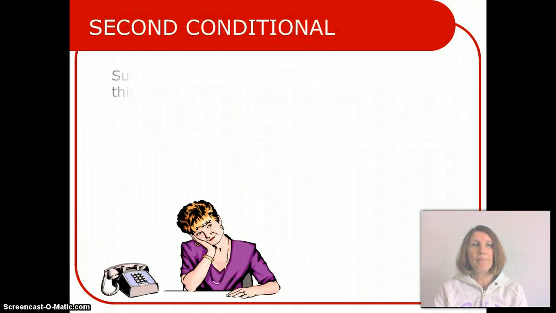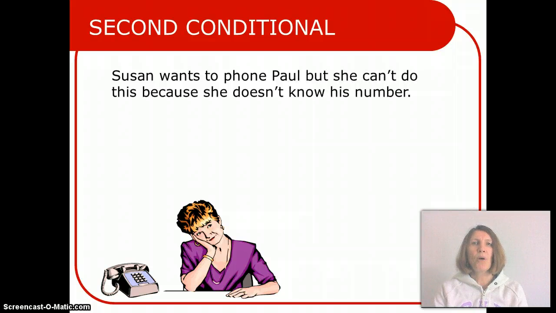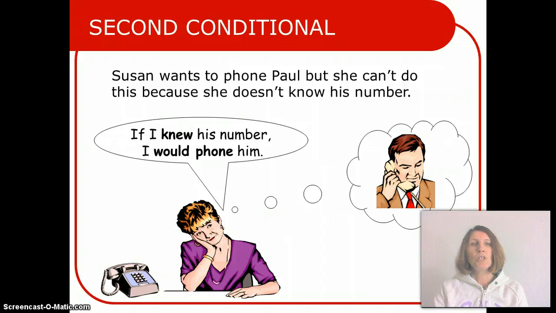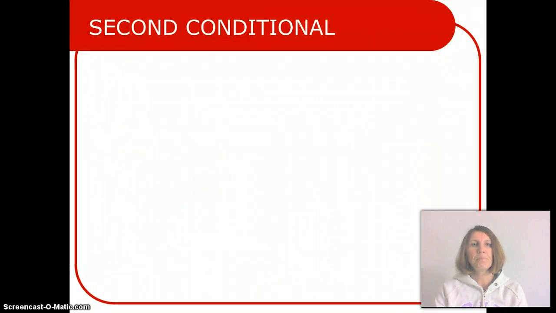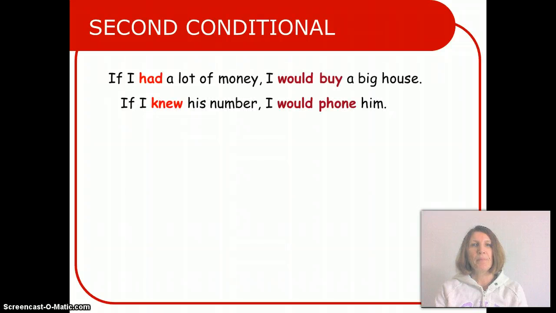Let's look at this example. Susan wants to phone Paul, but she can't do this because she doesn't know his number. So, she said, if I knew Paul's number, I would phone him. But she doesn't know his number, right? So it's an imaginary situation. Let's look at this example. So, if I had a lot of money, I would buy a big house. If I knew his number, I would phone him.